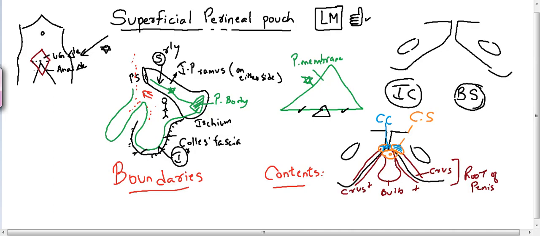Sir, what is IC? I don't know anything. IC means ischiocavernosus. Sir, why it's called like this? It's coming from the ischium, covering up the cavernous tissue. So therefore, it's called as ischiocavernosus.